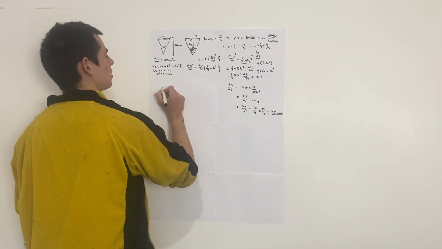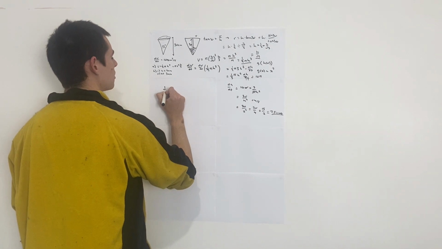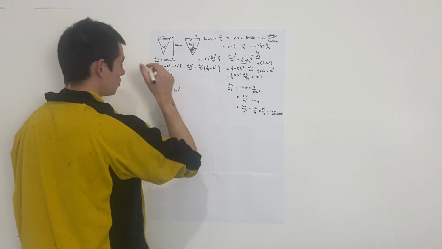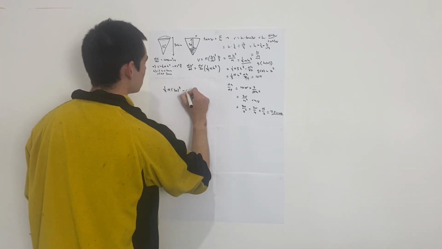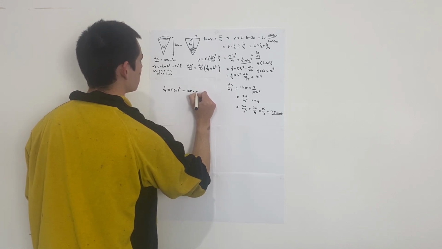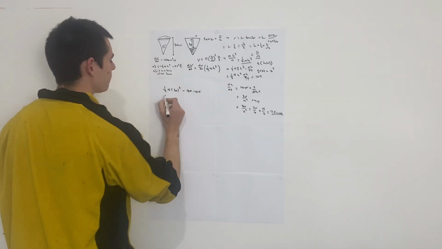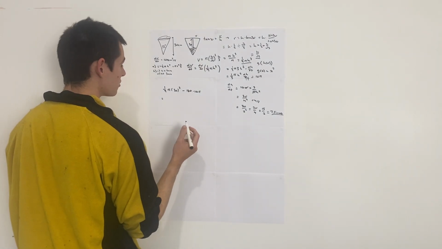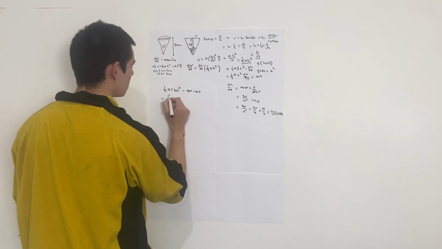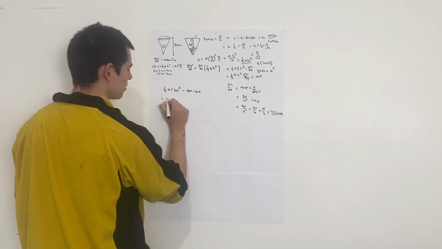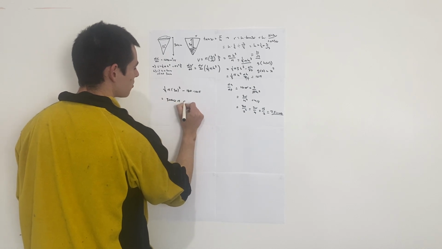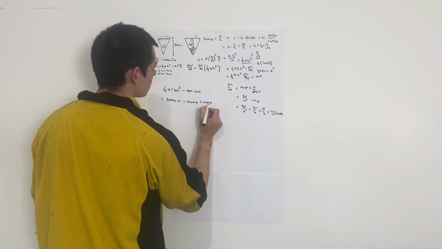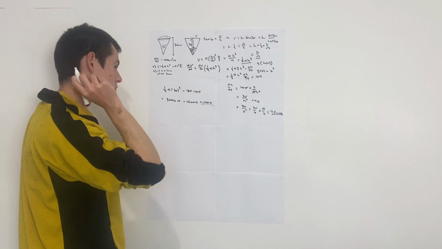So we've got 1/9 pi 30 cubed minus 180 times 10 pi. 30 cubed is 27,000. Divided by 9 is 3,000. So 3,000 pi minus 1,800 pi equals 1,200 pi. That's the volume at t equals 180 seconds.